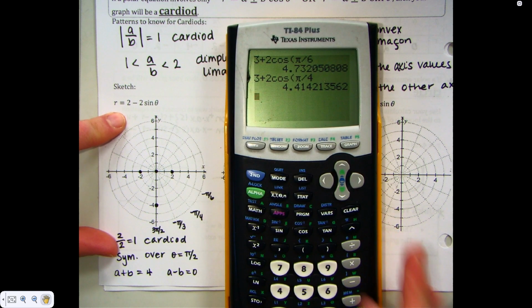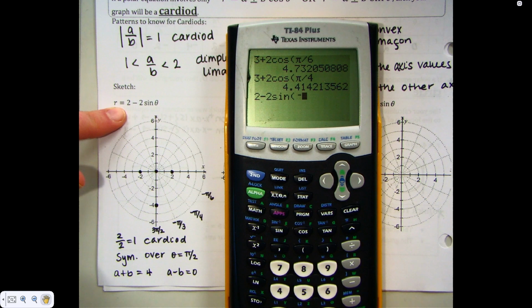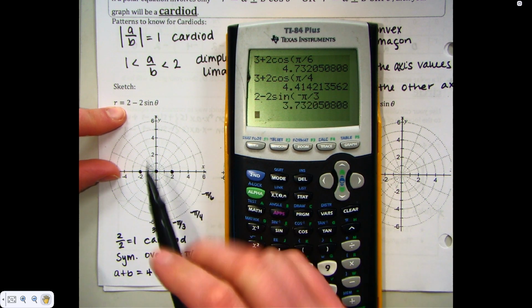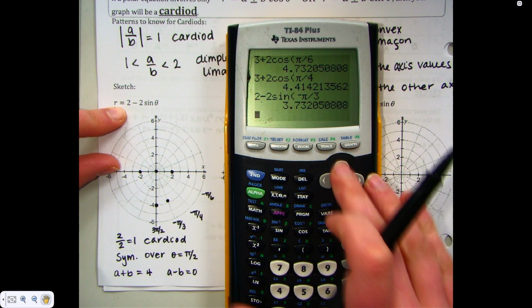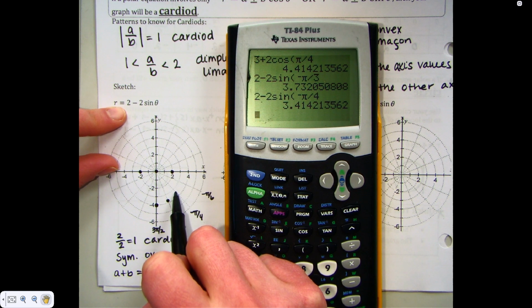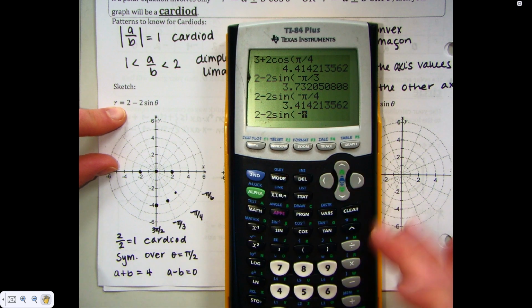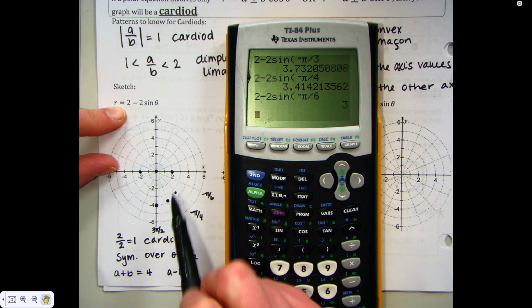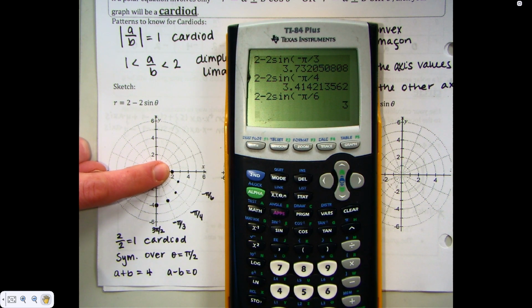It doesn't matter if you're using your grapher right now or your scientific, but make sure you know how to use a scientific later. Negative pi over 3 would put me at about 3.7, so that's going to be pretty close to my 4. Negative pi over 4, 2 minus 2 sine negative pi over 4, about 3.4. If I did it again by plugging in my negative pi over 6, I'm at 3. Right, we already plugged in the 0. That's what gave us our a value.